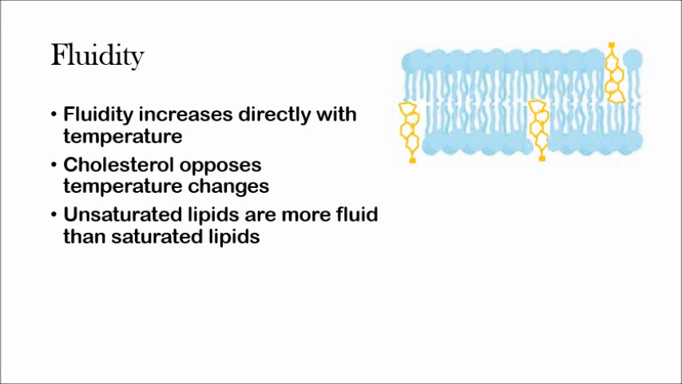Now, the next property of membranes that we're going to look at is fluidity. In other words, how quickly or how easily a membrane will move. There are several factors that influence fluidity, but the first is temperature. Fluidity increases directly with temperature, meaning that as the membrane gets hotter, as its temperature increases, these phospholipids will move around more, and the membrane as a whole will become more fluid. If you remember from chemistry, temperature is a measure of how quickly things move, so this makes sense. On the other hand, at low temperatures, those phospholipids will move around less, and the fluidity will decrease.